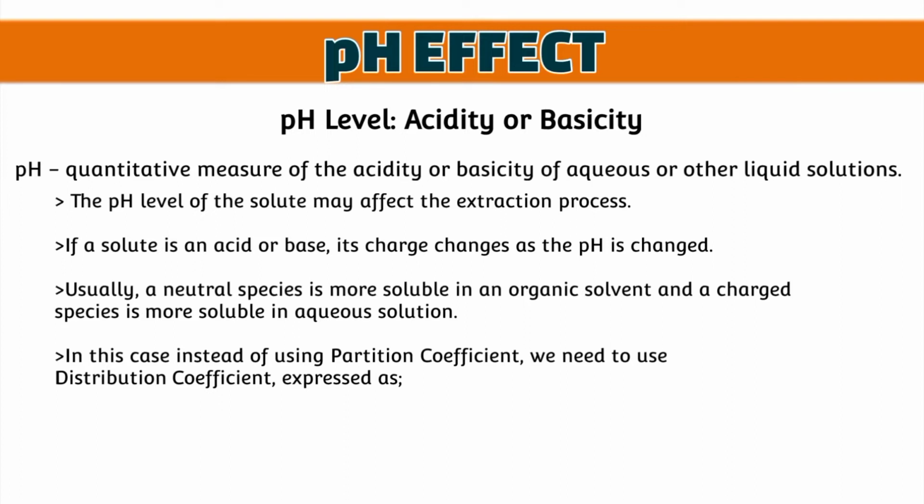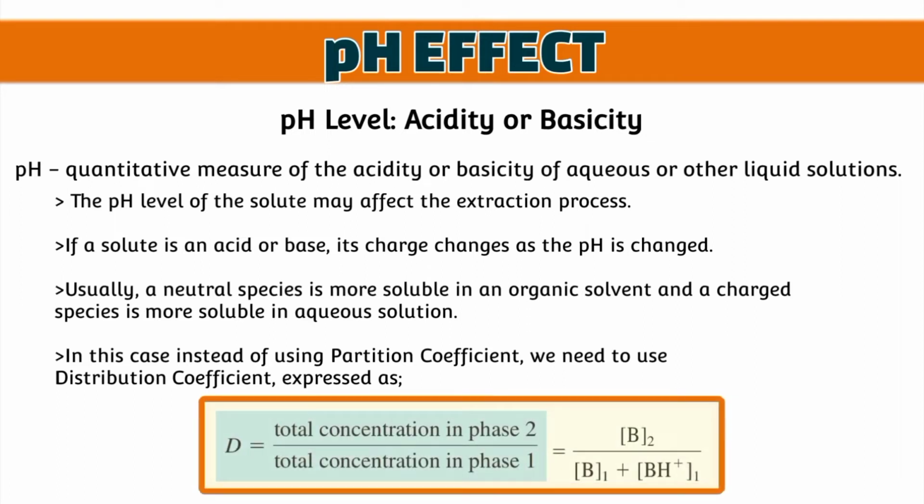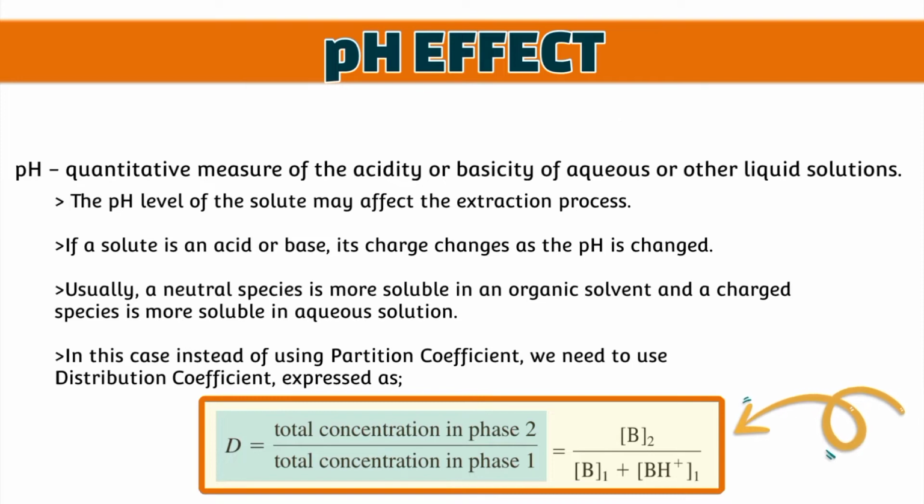in the extraction. In this case, instead of the partition coefficient, we need to use the distribution coefficient, expressed as D, which is equal to the total concentration in phase 2 over the total concentration in phase 1. Since the total concentration in phase 2 is equal to B2 and the total concentration in phase 1 is equal to B1 plus BH positive 1, then the distribution coefficient will become like this equation.